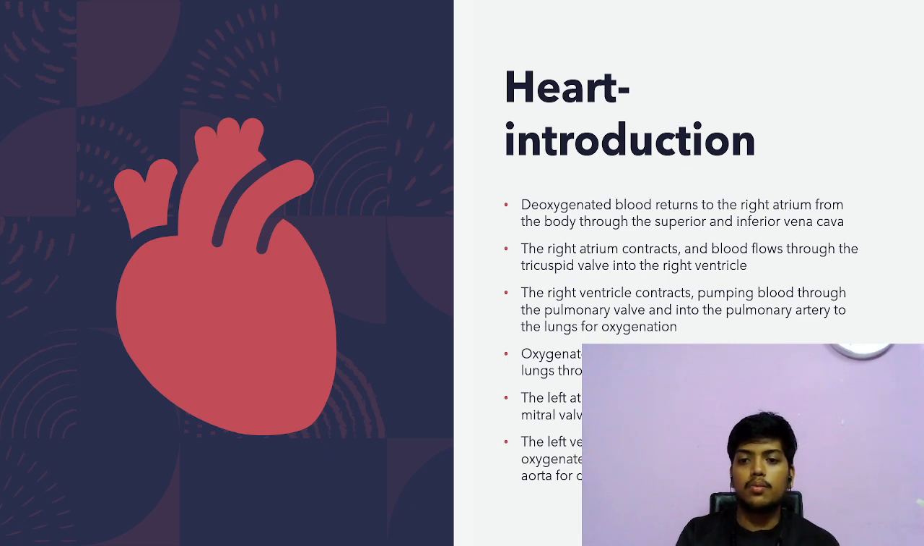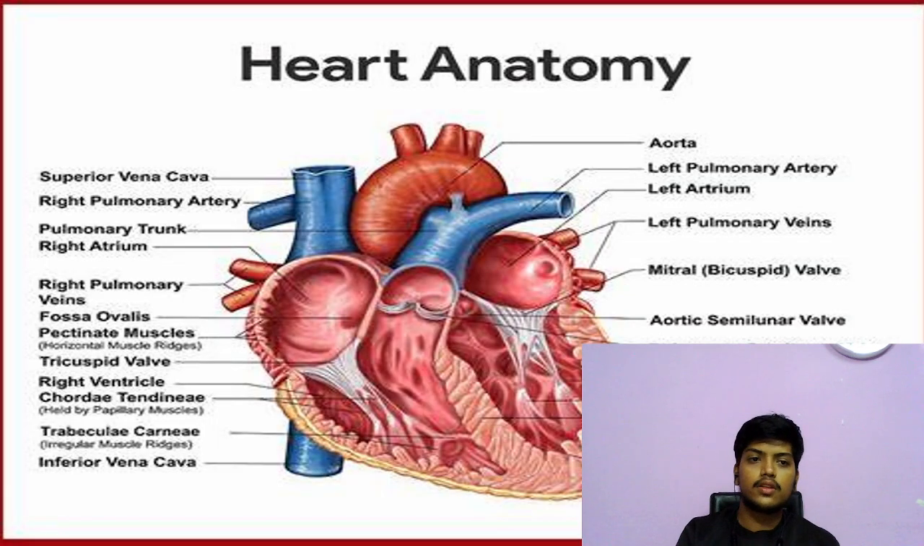One more slide talks about oxygenated blood transfer to the left atrium from the lungs through the pulmonary veins. Next, deoxygenated blood returns to the right atrium from the body through the superior and inferior vena cava. The right atrium contracts and blood flows through the tricuspid valve into the right ventricle. The left ventricle contracts powerfully, pumping oxygenated blood through the aortic valve and aorta for distribution to the rest of the body. So this is the heart anatomy.